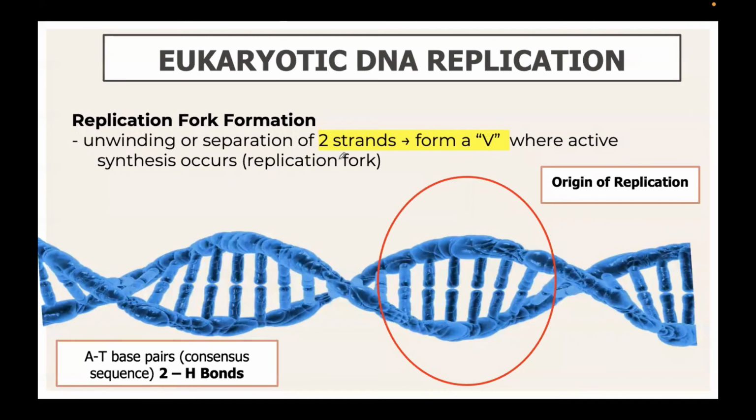And then for the eukaryotic DNA replication, the replication fork formation is the unwinding or the separation of two strands to form a V.